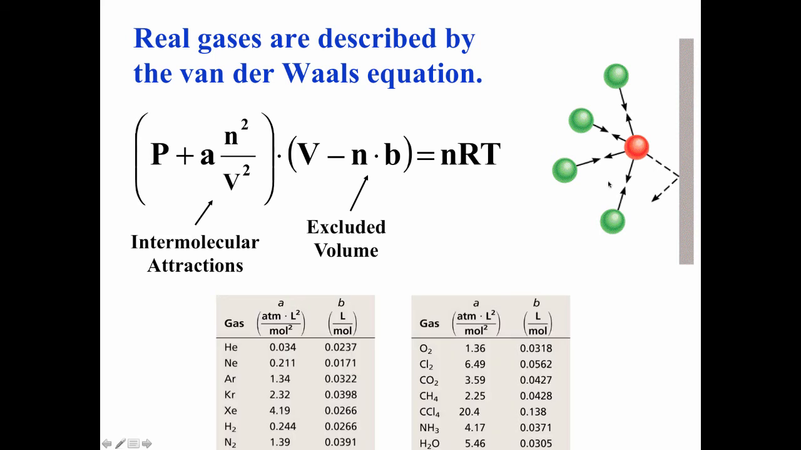Here are some tables of the a and b constant values for different gases, and notice they're all over the place. Different gases will have different strengths of attractions and different sizes of molecules, and as you can see, this is a bit of a pain equation to use, but we can use it to calculate more accurate pressures and volumes and describe gas behavior more accurately than the ideal gas law, especially if we're at higher pressures where the ideal gas law doesn't work too well.